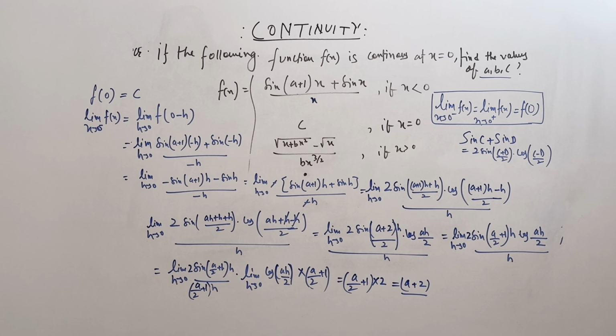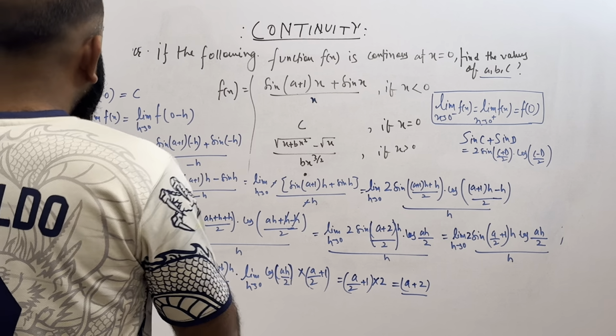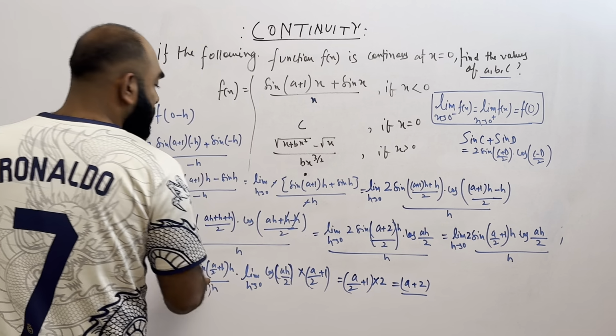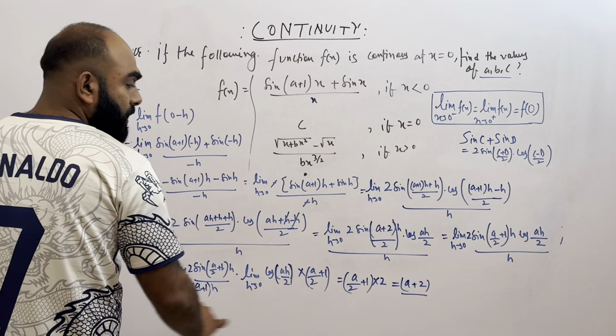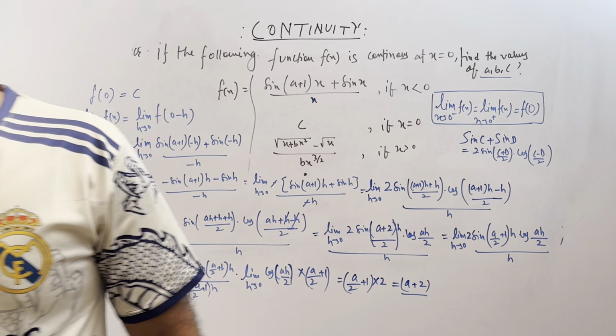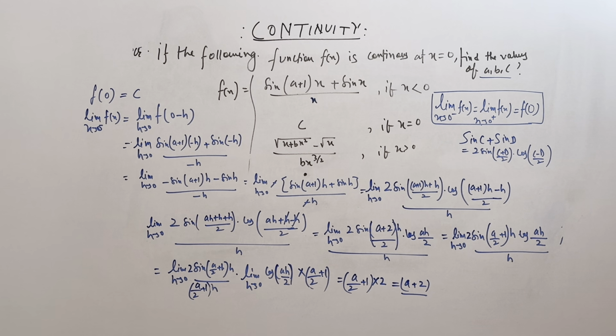We have to find the right hand limit also. Step by step you move. I have started from here, I am coming here and going, again I am coming here, then going like this. So follow the instruction that the teacher is giving you.